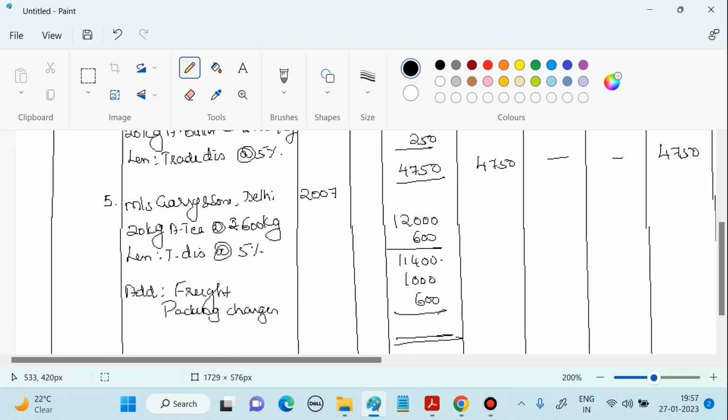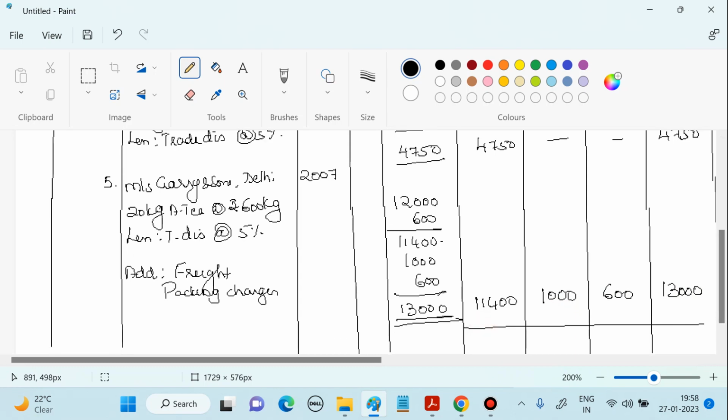This would be 12 plus 13,000. How would this be posted? The sale value would be the less trade discount value 11,400. 1,000 will go in the freight column. 600 would go in the packing charges column, and the total of this would go to the debit of Gary and Sons, Delhi. Clear? Yes.